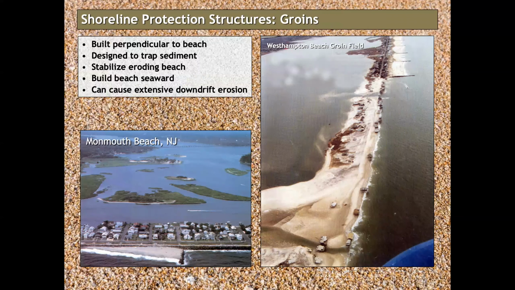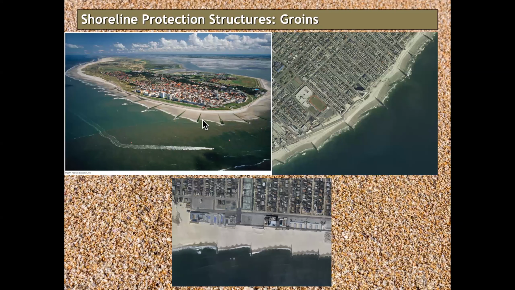So let's look at a place like the Hampton Beach groin field and what they look like, a place like Monmouth Beach, New Jersey. Here's an image from North Carolina. Notice 1, 2, 3, 4, 5, 6. There's a whole bunch of them. And notice how weird the beach looks. It looks almost like a sawtooth pattern. And here's a top-down view.